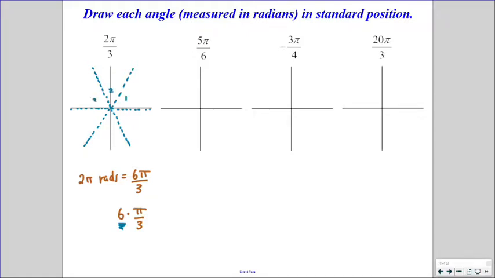1, 2, 3, 4, 5, 6. Okay, and each of those pizza slices represents pi over 3 radians. Now, the angle we're trying to draw here is 2 pi over 3. So I need 2 pi's over 3. 2 pi's over 3 is this angle right here.